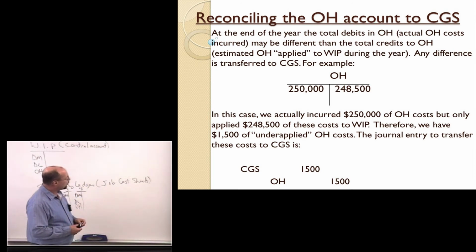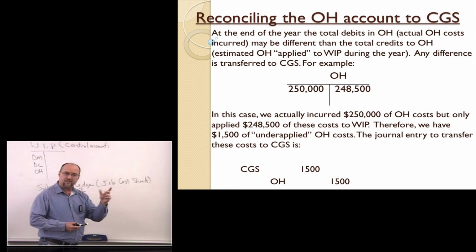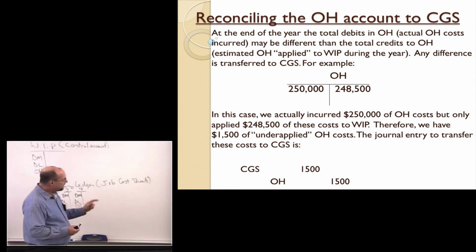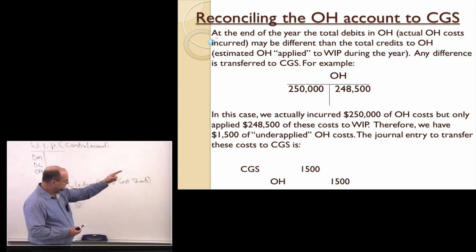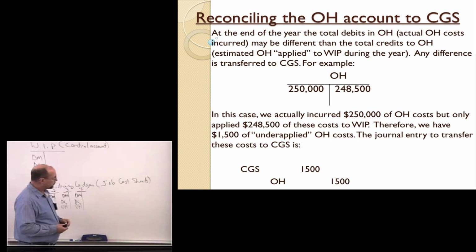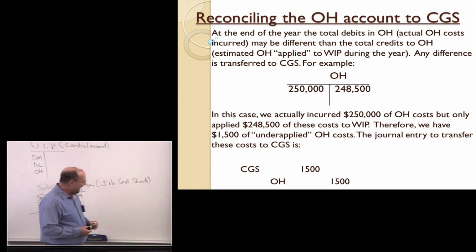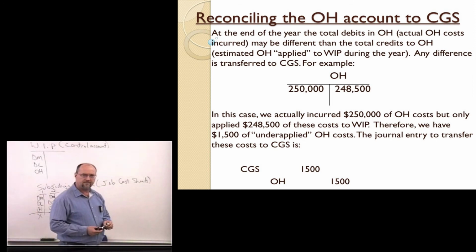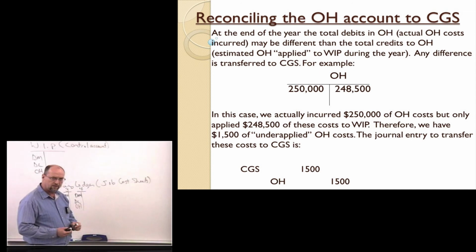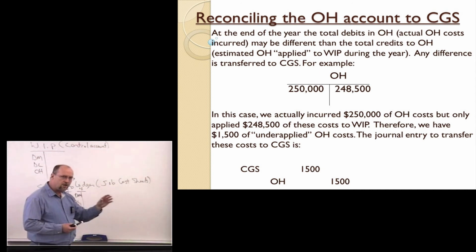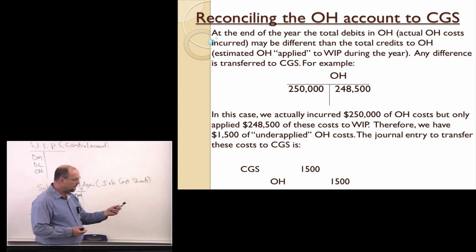At the end of the year, the total debits to overhead, which are the actual costs incurred, may be different than the total credits to overhead, which is that estimated amount based upon my overhead rate. Okay? If there's a difference, which there will be, there always will be a difference. It might be over, it might be under. Any difference is transferred to cost of goods sold. For example, actual costs, the debits for the year were $250,000. But using my overhead rate, I only applied or transferred $248,000 worth. So I was short. I under-applied overhead costs by the amount of $1,500.